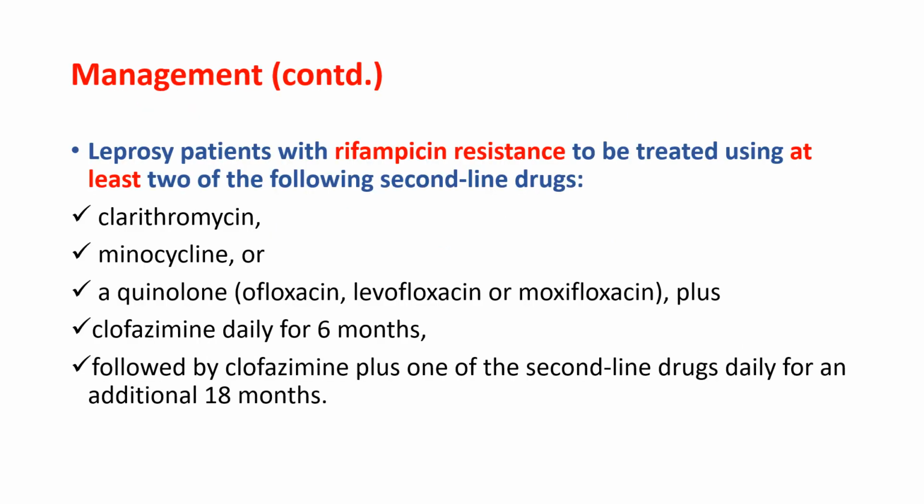So those patients of leprosy who have rifampicin resistance, there is the question of the second line drugs. And what are the second line drugs? They are clarithromycin, minocycline or quinolone group of drugs like ofloxacin, levofloxacin, moxifloxacin plus clofazimine daily for 6 months. And this may be followed by clofazimine plus one of the second line drugs daily for an additional 18 months.